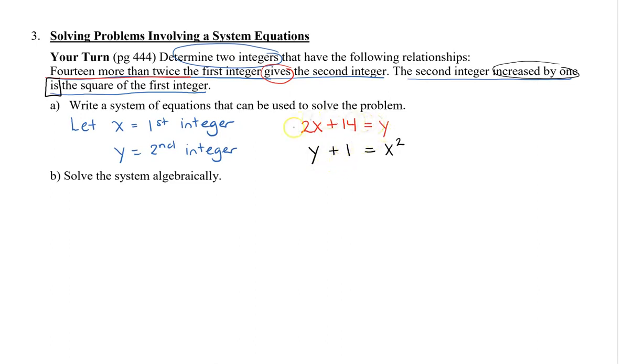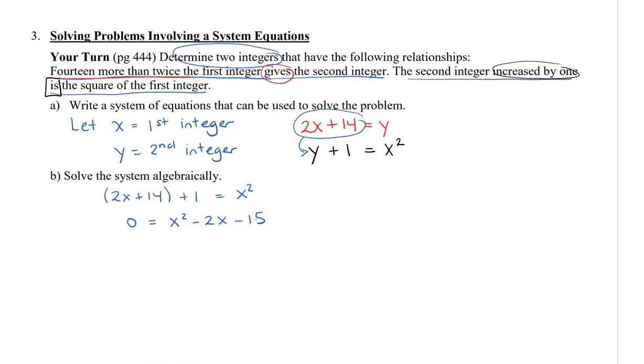And we can see that the y is already isolated. So I think it's kind of nice to use substitution to find the values. I'm going to take y equals this expression here, and substitute it into y there. So I have 2x plus 14, which is what y is. I can put that in brackets to emphasize that, plus 1 equals x squared. So we have an equation where everything only has x's and constants. So let's move everything to one side. So we have 0 is equal to x squared minus 2x minus 15.